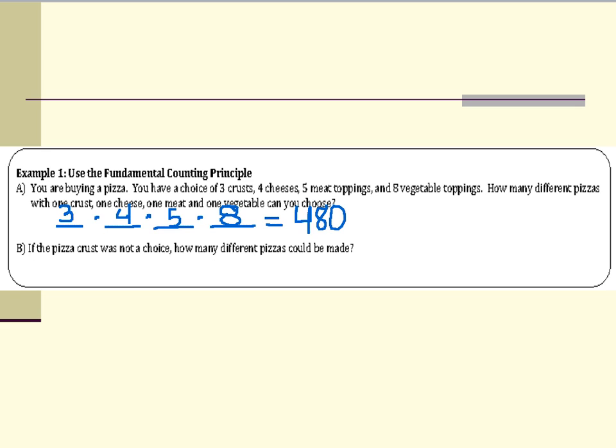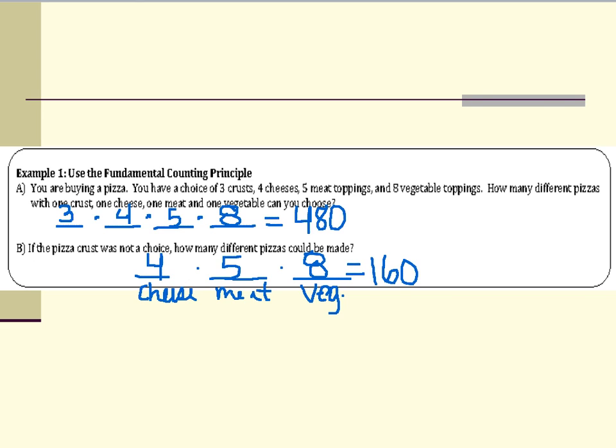For B, if pizza crust is not a choice, how many different pizzas could be made? If we eliminate the pizza crust, we're first going to have an option for our cheese. Then we're also going to have to choose a meat, and then a vegetable. So we still have 4 options for our cheese, 5 for our meat, and 8 for our vegetable. If you multiply those together, you get 160.